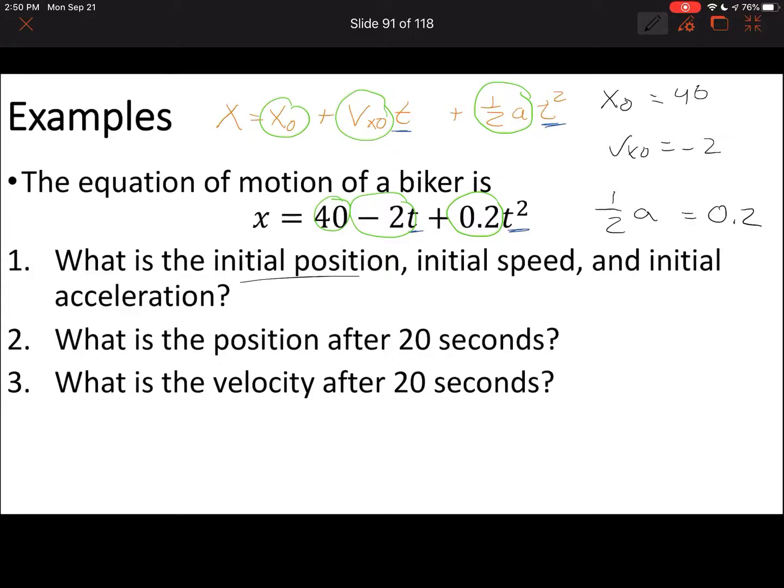What's the initial position? Know it. It's 40. What's my initial speed? -2 meters per second. What's my acceleration? I have to just take one step. If half of a is 0.2, what's a? A is equal to 0.4. We just got to double it.